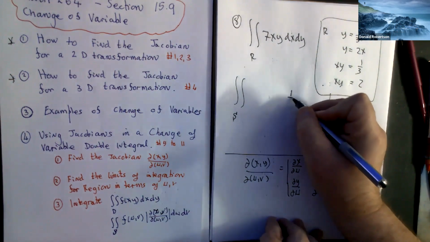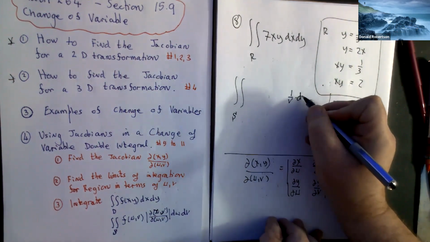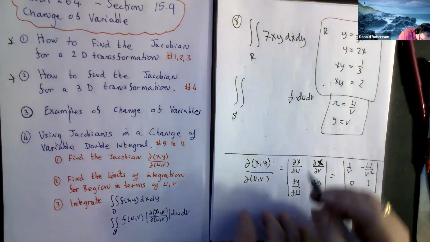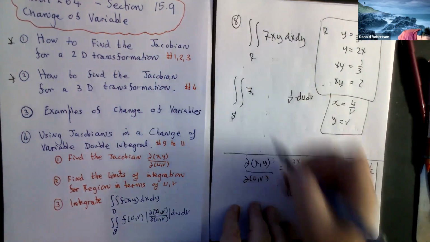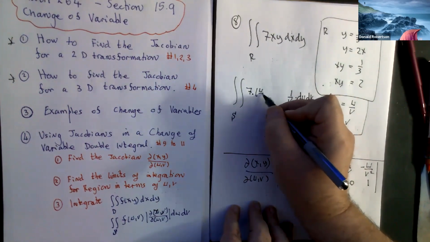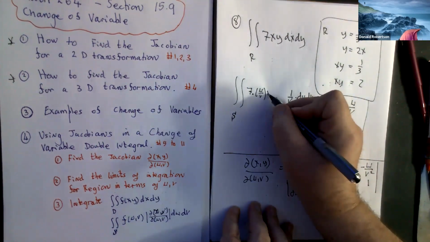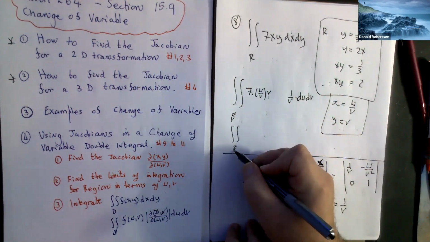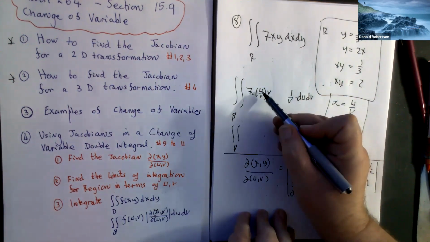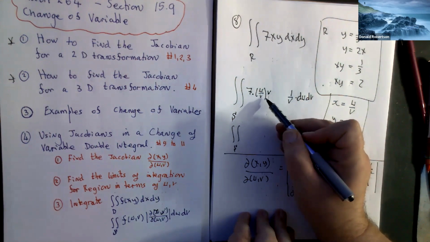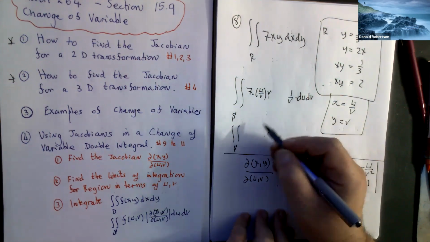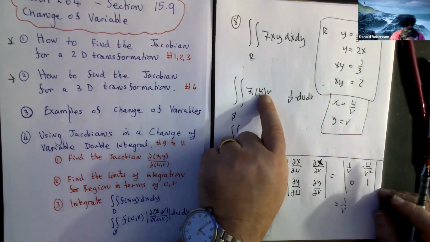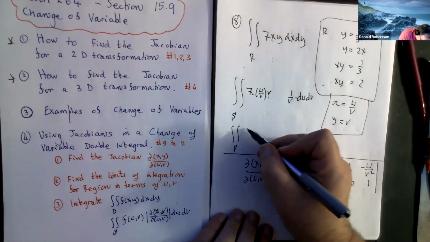So I know there's going to be a 1 over v, and a du dv going on. I know what 7xy is going to be: 7 times u over v times v. And so in my double integral over S, that u and that v are cancelling. So what do I get? 7u over v.